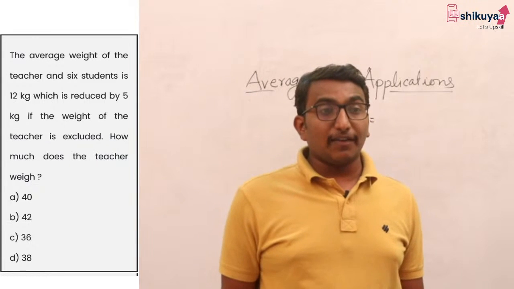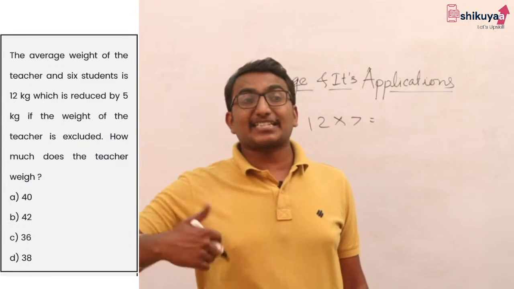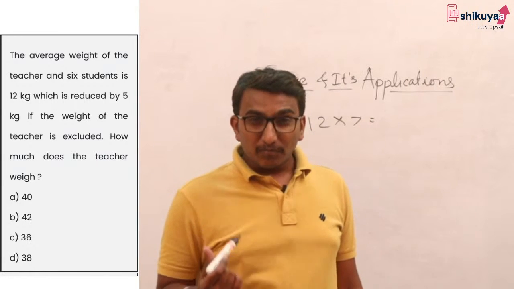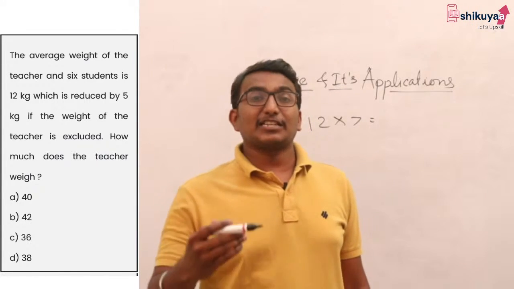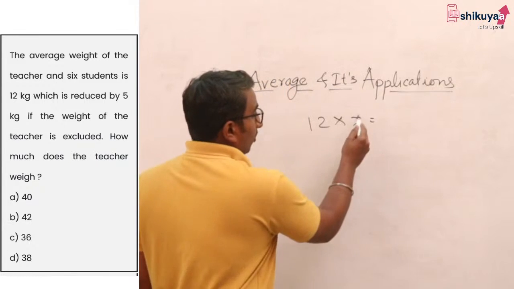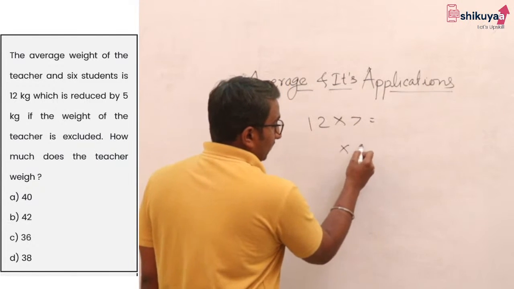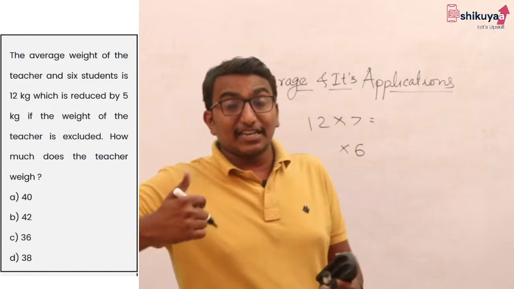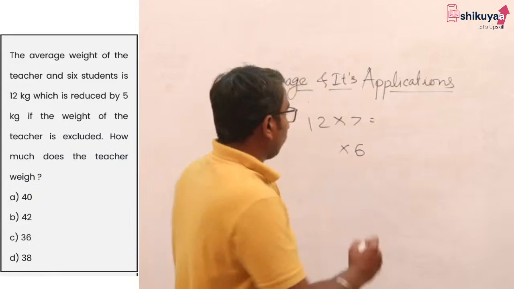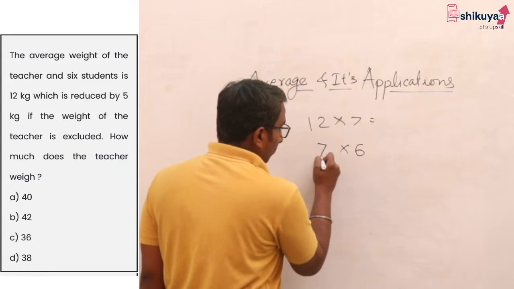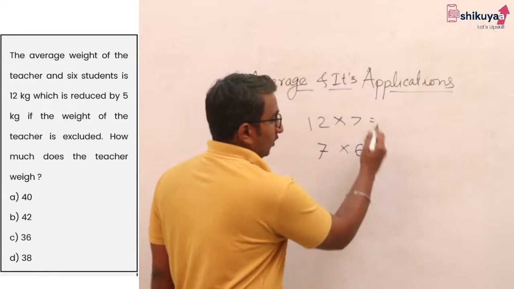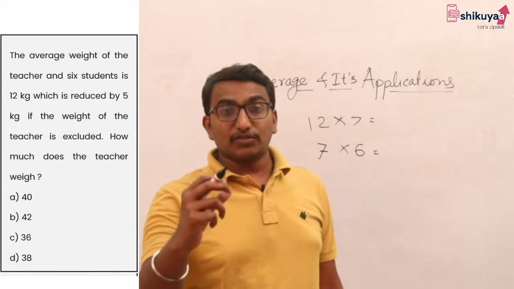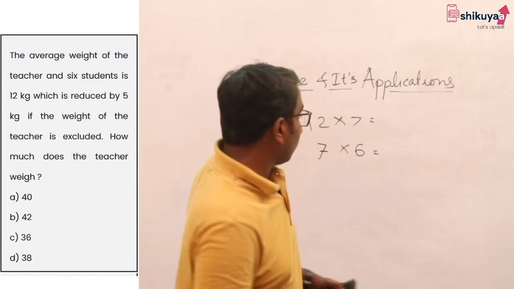Now, which is reduced by 5 kg if the weight of the teacher is excluded. Whenever the average is reduced by 5 kg, the teacher has been excluded. So here the number of people were 7, here it will become 6 because the teacher has been excluded. Now the average will reduce by how much? It will reduce by 5, so it will become 7. You need to just again calculate the difference in the sum in both the cases.